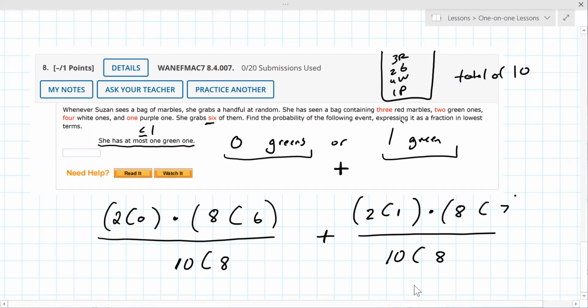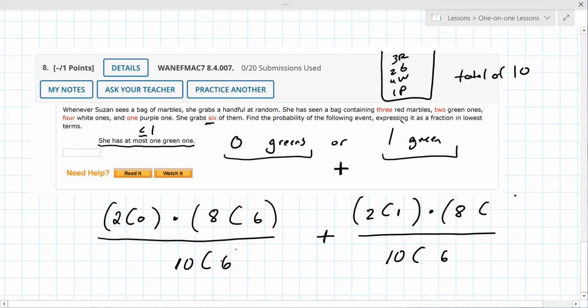I'm sorry. I got some wrong numbers here. I'm not choosing 8. I'm choosing 6 down here at the bottom. I'm choosing 6. And then on the right here, so let me back up. So it's 2 choose 0, 8 choose 6.